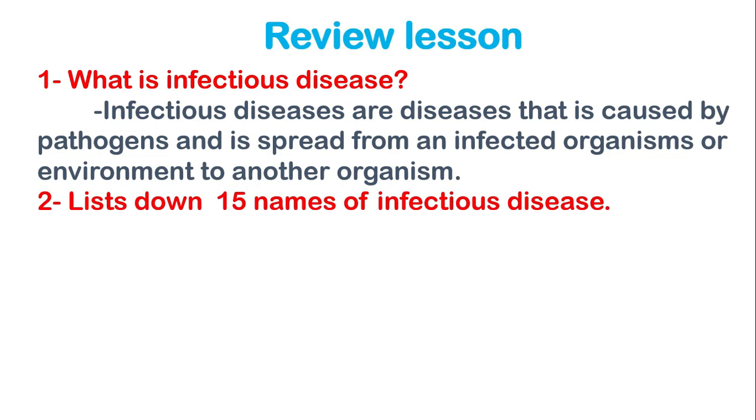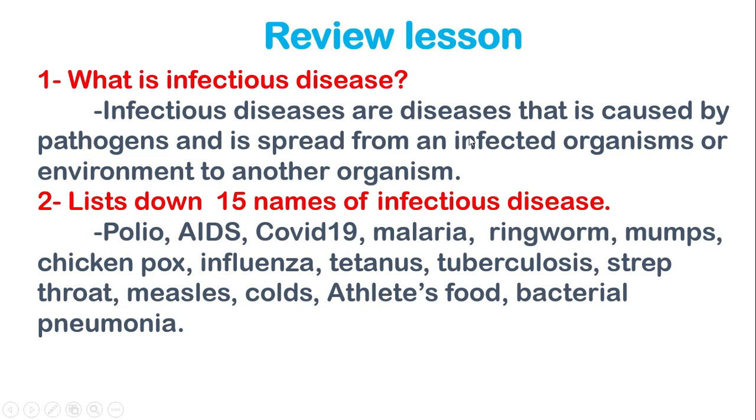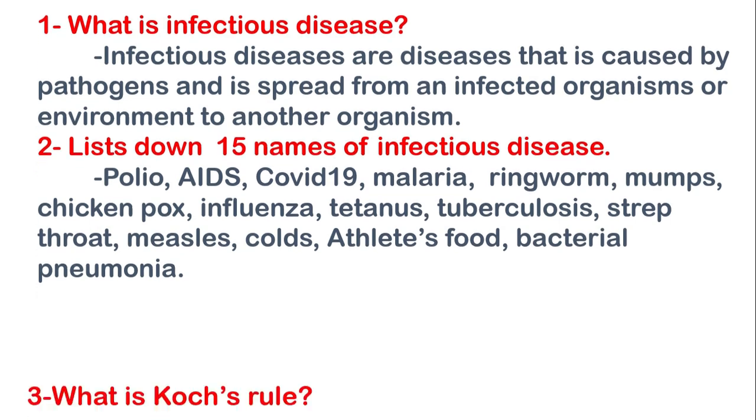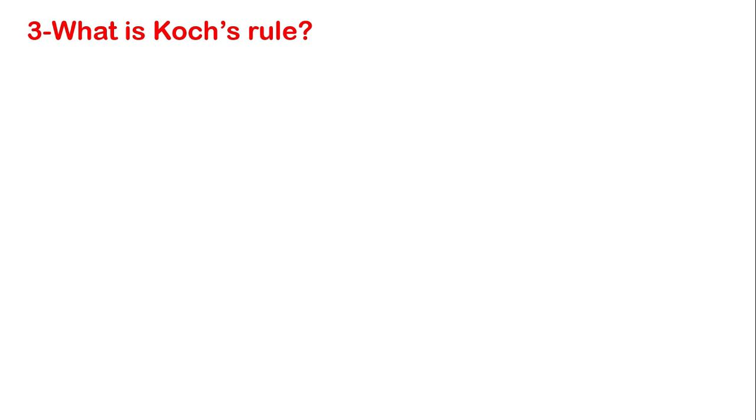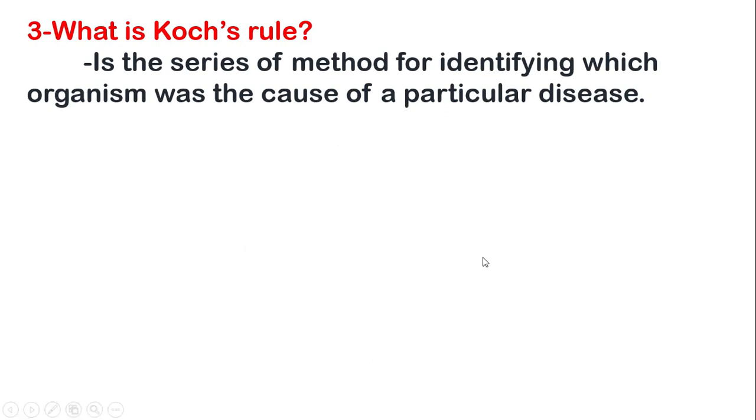Number 2, list down 15 names of infectious diseases. Okay, we have known this. The diseases that you can find from the textbook, like polio, AIDS, etc. COVID-19 especially right now. Now what is culture? It means we want to identify which organism is the cause of a particular disease. We can use this rule. This rule is still used today and was invented by Robert Koch.